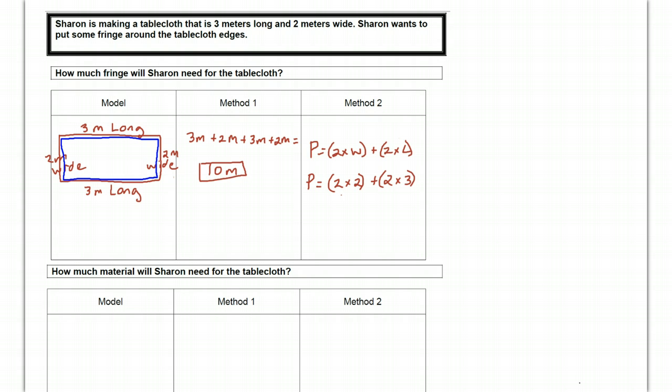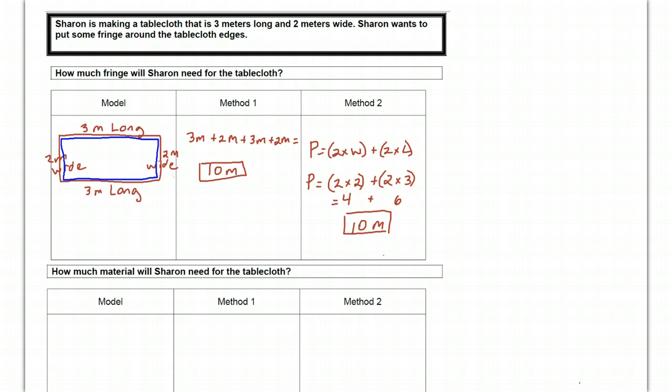Solve for this first. Order of operations means you multiply first. So I've got 4 plus 2 times 3 is 6. So 4 plus 6 equals 10 meters.